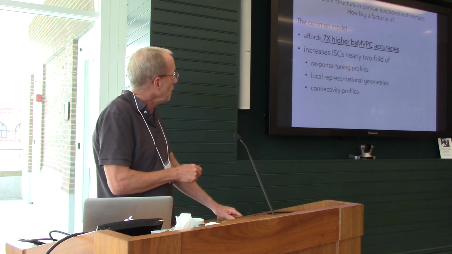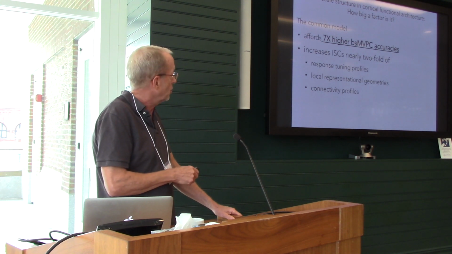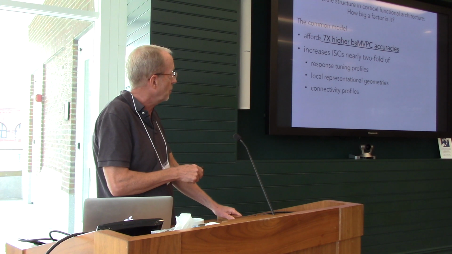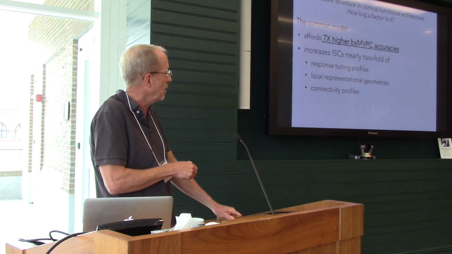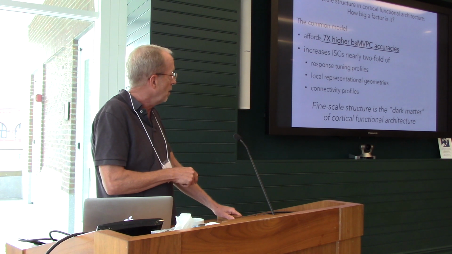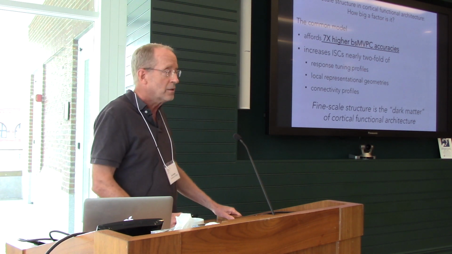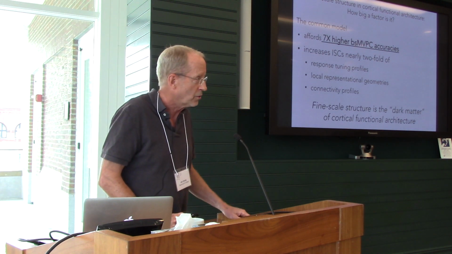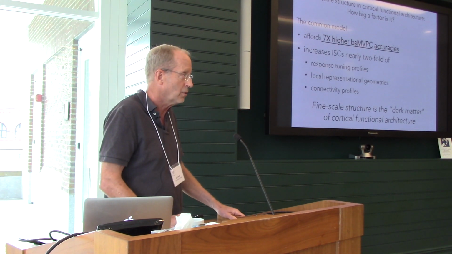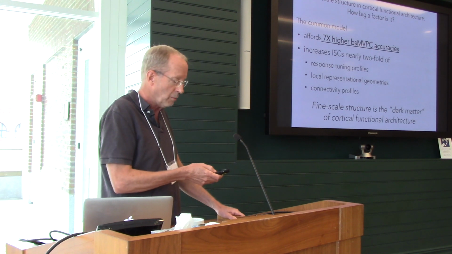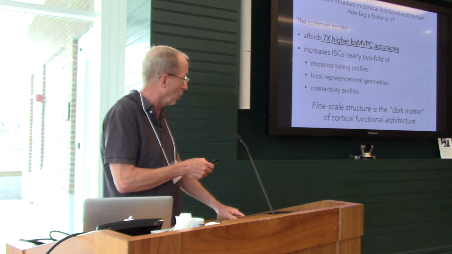So how important is this fine scale structure in the brain? Well, it affords 7 times higher local between subject multivariate pattern classification, and greatly increases by nearly 2-fold the inter-subject correlations of response tuning profiles, local representational geometries, connectivity profiles. So really, this fine scale structure is a larger factor than the coarse areal structure. I think of it as the dark matter of cortical functional architecture. It's carrying a lot more information about how the brain works.